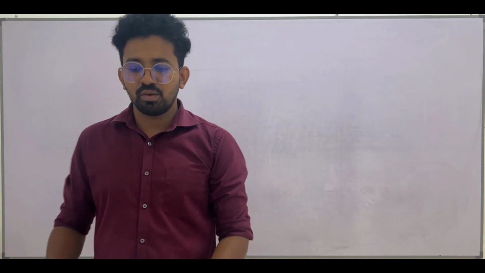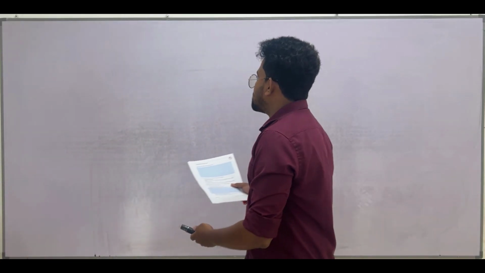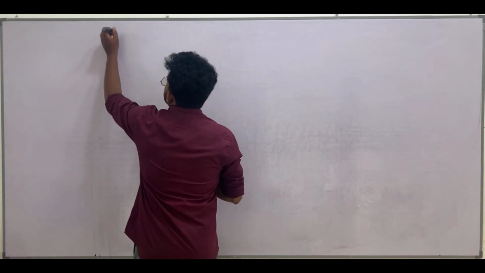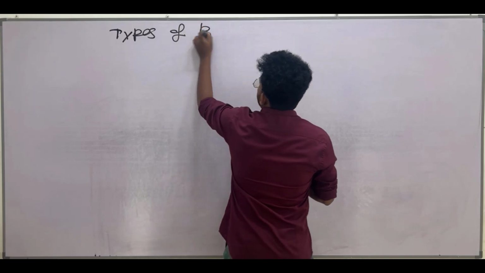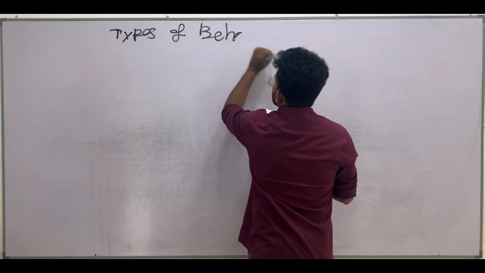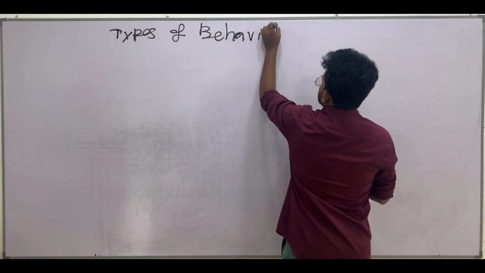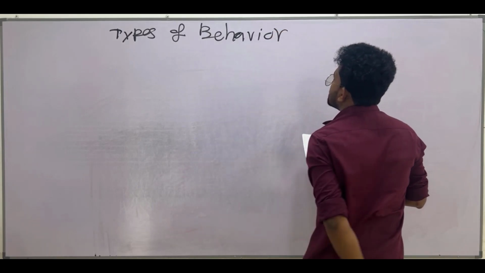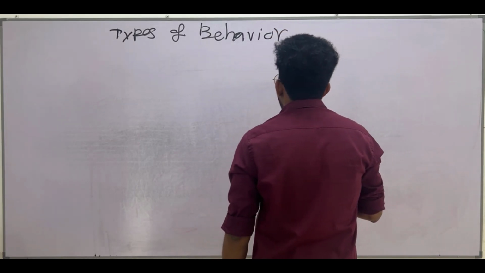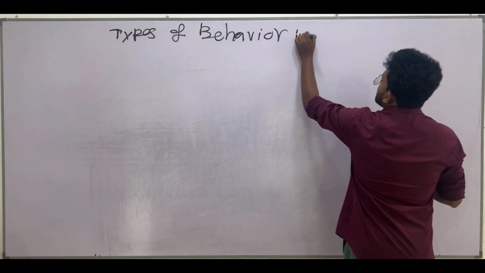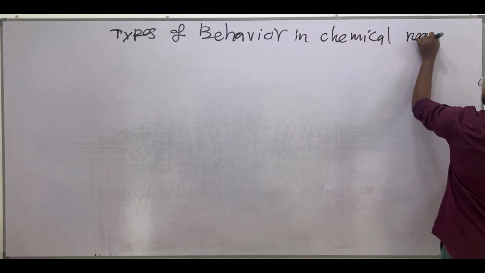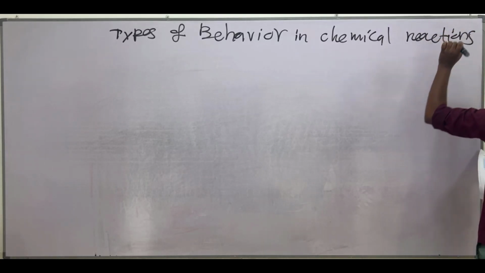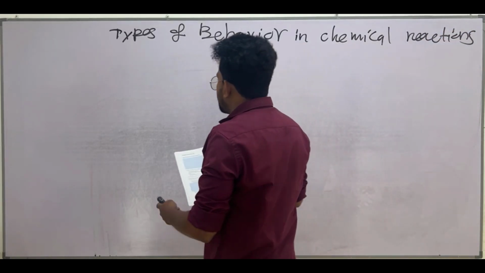And let's move to page number 2. The first one is types of behaviors, right? Types of behavior in chemical reactions.